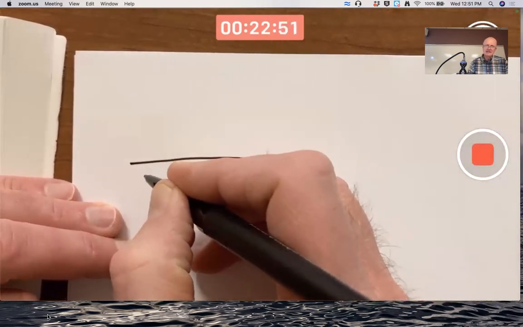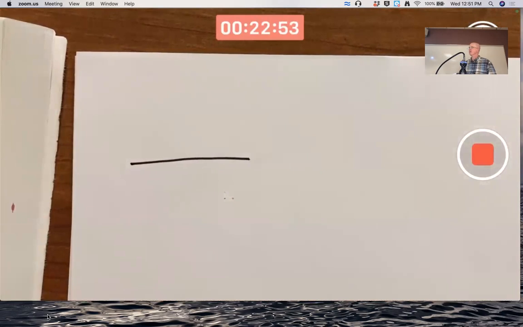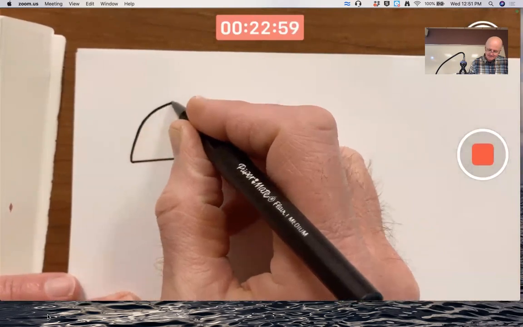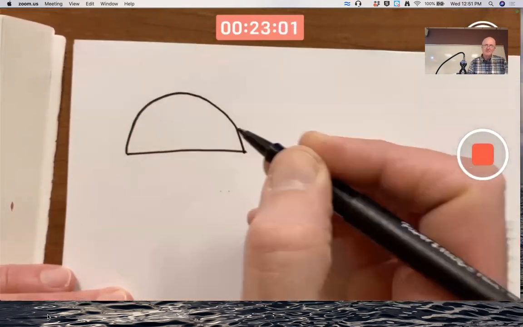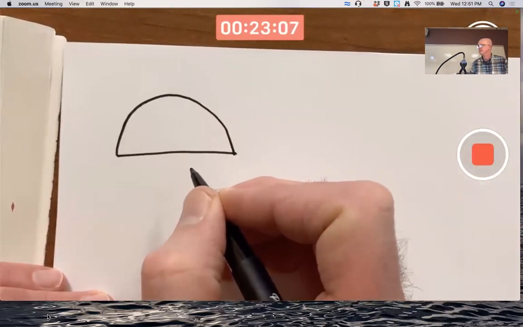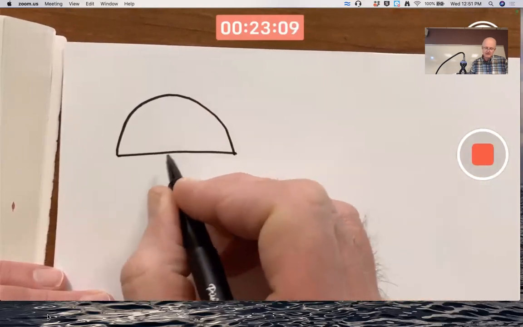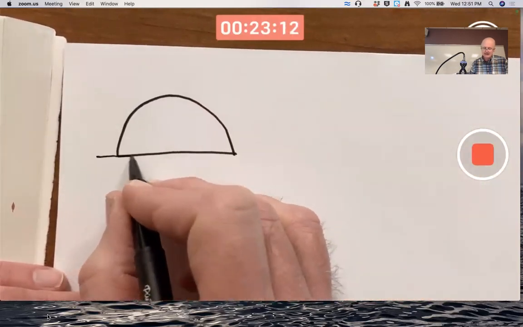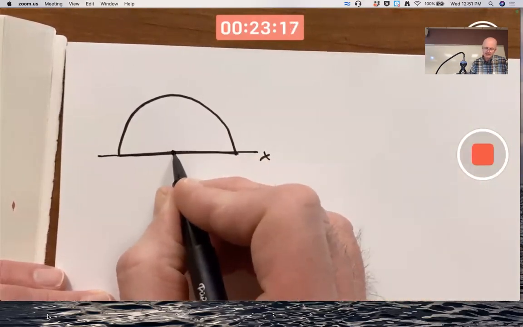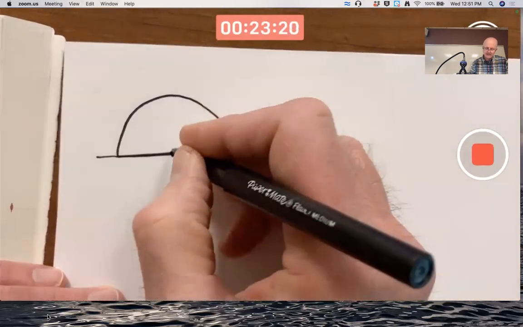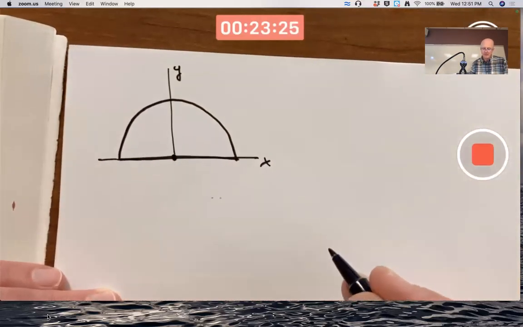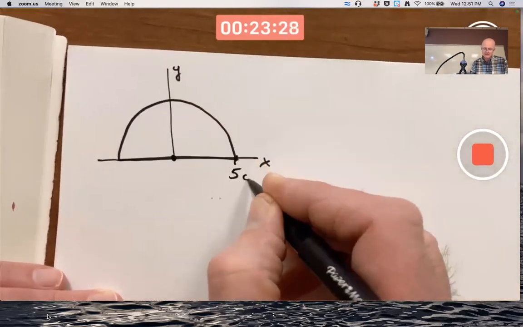I could make it so the base or the diameter of the semicircle is on the vertical axis, but let's switch it around and make it on the horizontal axis like this. And let's say its radius is 5 centimeters. If that's the case, then I'd want to draw axes in here as well. Put the midpoint of the diameter at the origin, say, with the y-axis going upward like that. Radius is 5 centimeters.